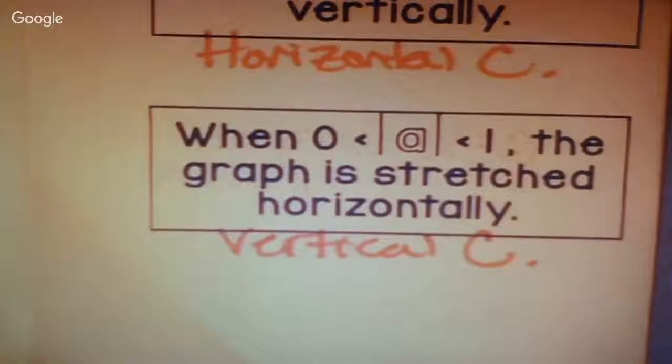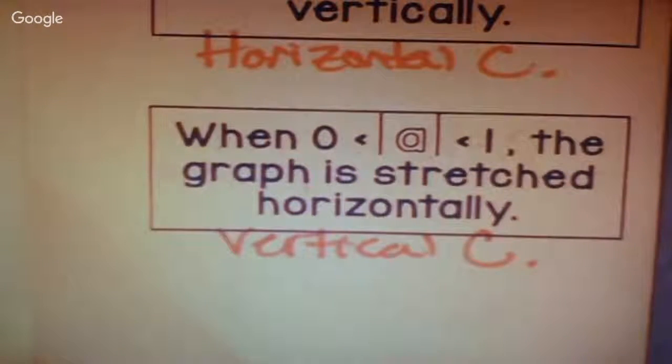I got a question. What determines if it opens towards the X or the Y axis? What do you mean opens towards the X or the Y axis? The negative. If it's negative on the outside, it reflects over your X. If it's negative on the inside, it reflects over your Y.